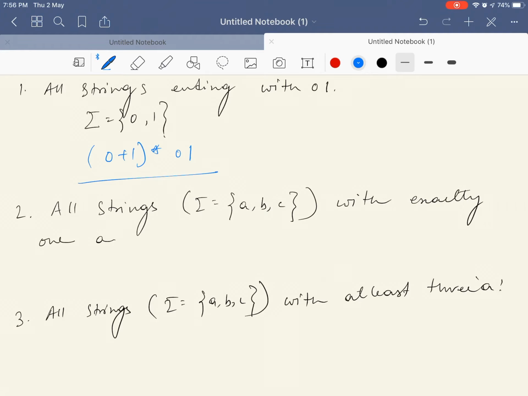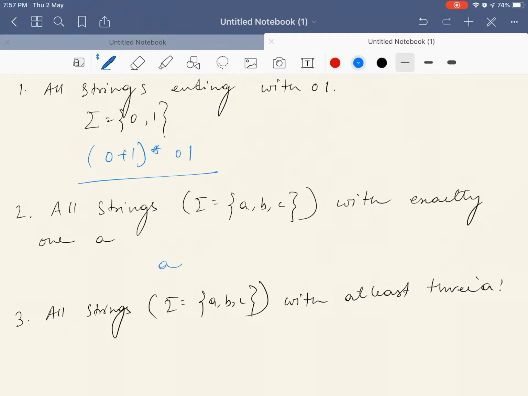Now the next one is all strings that are a combination of A, B or C, but must consist of exactly one A. For B and C there is no restriction specified; B or C may be any number. Now how to confirm that exactly one A will be there? As A is the only symbol that must be present, we will write it straight away.